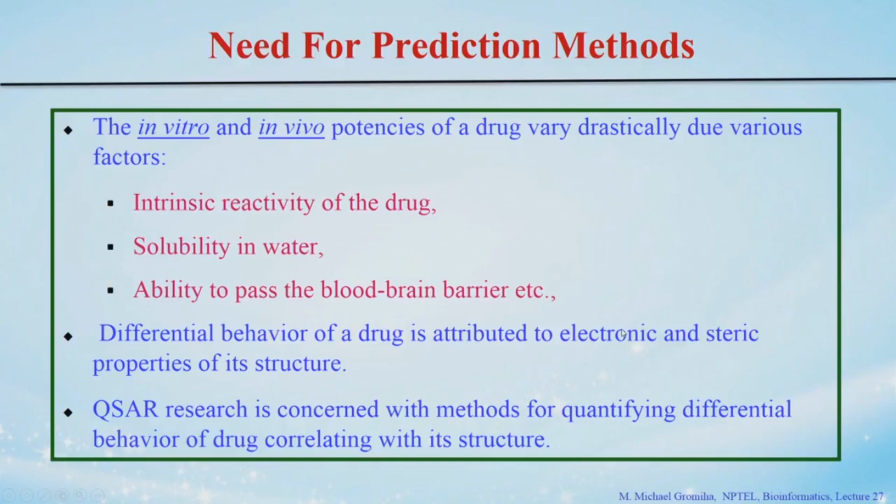For example, the reactivity of the drug, or the solubility, or the ability to pass the blood-brain barrier, and a lot of other properties depend on the electronic and steric properties. In this case, if you relate these properties with the function, you can better develop a model, and that model will be helpful to narrow down the available ligand molecules.